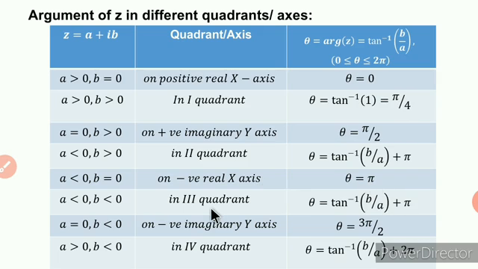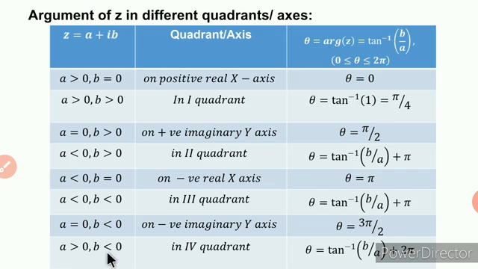When A is less than 0 and B is less than 0, that means when both are negative, then it lies in the third quadrant and theta is equal to tan inverse B upon A plus pi. Since theta is in the third quadrant, theta lies in pi to 3 pi by 2. When A is equal to 0 and B is less than 0, the point is on the negative imaginary y-axis and so theta is equal to 3 pi by 2.